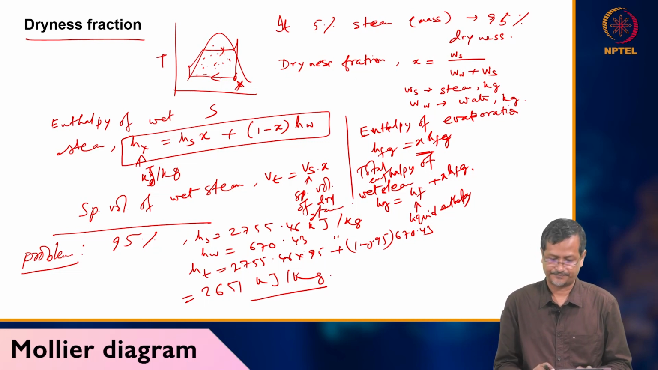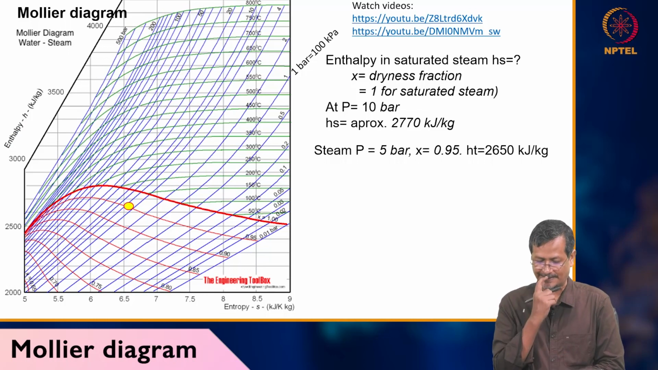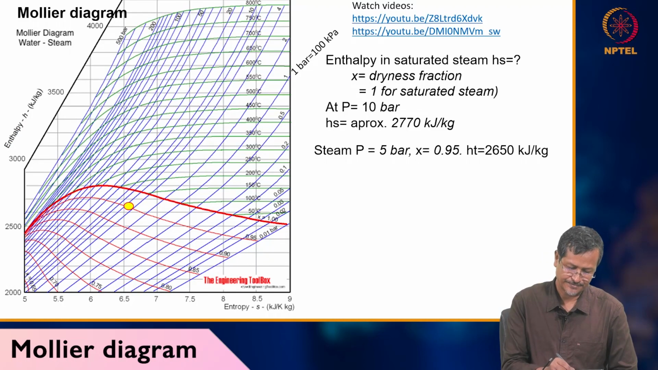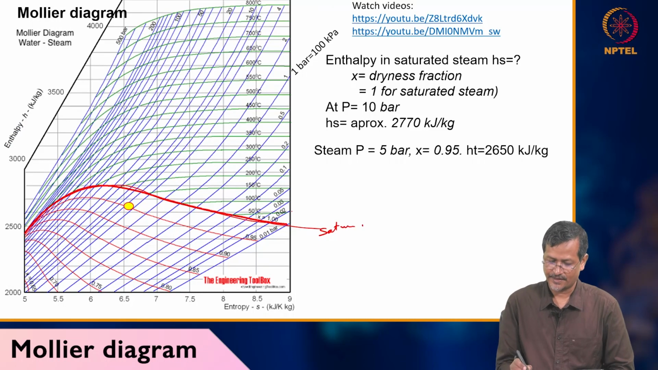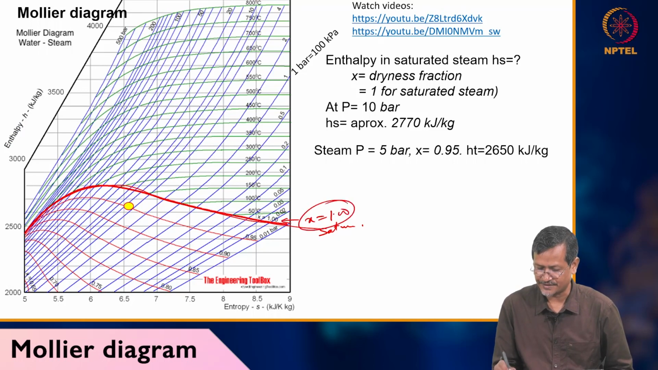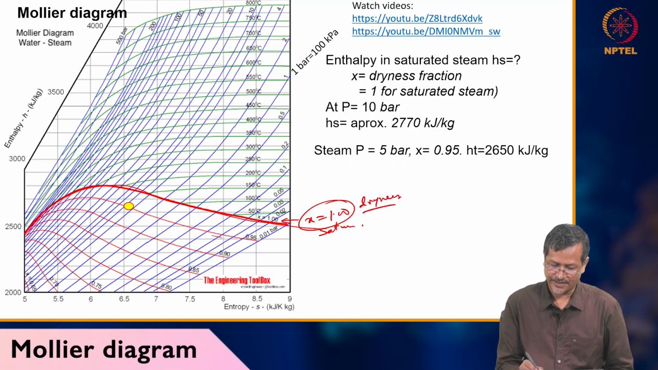Whenever we want to solve anything using the Mollier diagram or steam table, the steam table I will show later. So first see the Mollier diagram. The Mollier diagram gives you the values of enthalpy, entropy, all the parameters. This is your saturation curve. That's why the dryness fraction x equals 1. You can see here it is written x equals 1.00 dryness fraction, and inside you can see the dryness fraction changing.